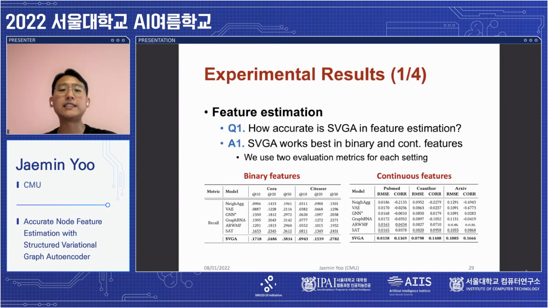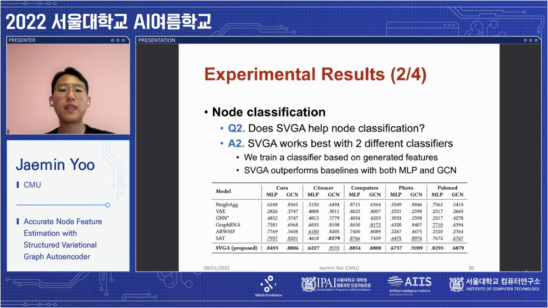The first question is how accurate is SVGA in feature estimation? Our SVGA works best in both binary and continuous features as shown in these 2 tables. We use 2 evaluation metrics for each setting, and our SVGA works best in most cases of experiments. We show only a subset of experiments due to the limited space, but you can see the full results in the paper.